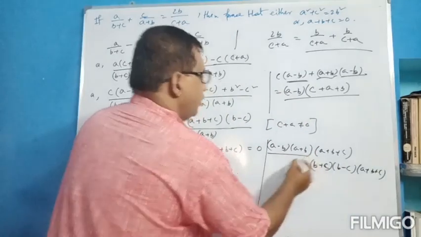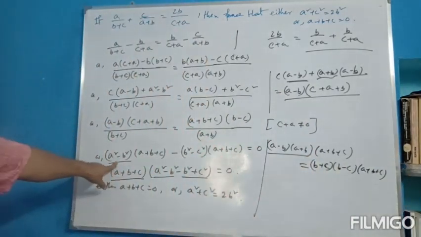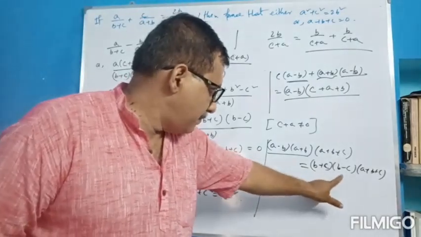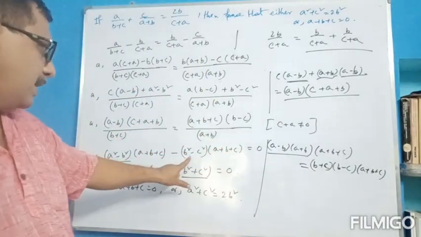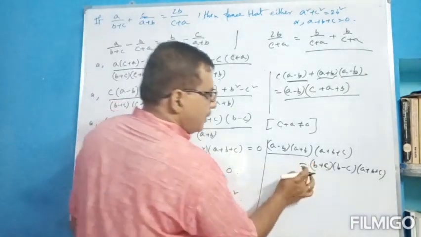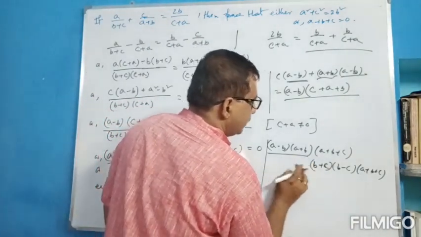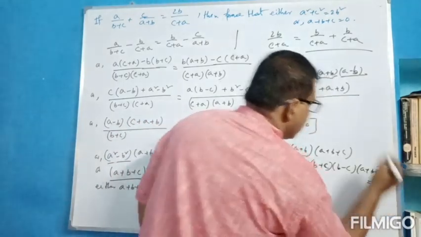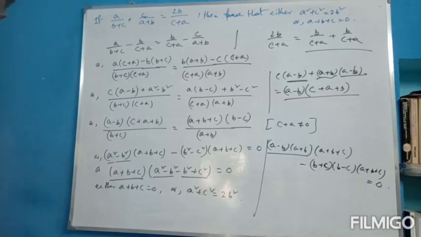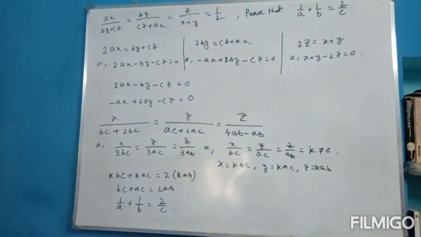So a plus b into a minus b, that is nothing but a square minus b square, a plus b plus c remains intact, and b minus c and b plus c, we multiply these two, we get b square minus c square, a plus b plus c remains intact. Now if we take into left hand side, then it is minus, and that is equals to 0, this step. It's clear? Next question.